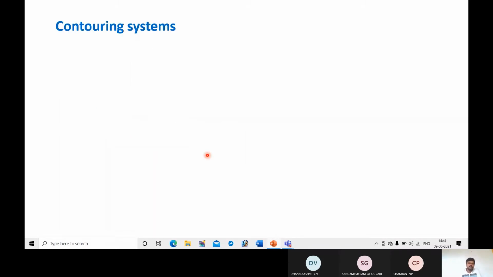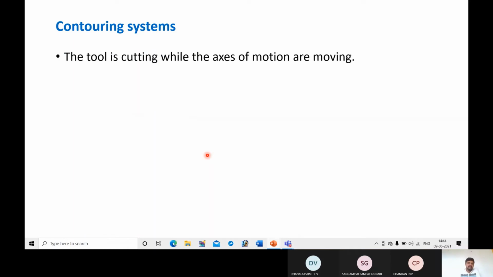Next, contouring systems. The tool is cutting while the axes of motion are moving. That means when you are giving feed, when you are feeding the work part, the tool is cutting. This is applicable for which machines or which machining operations?